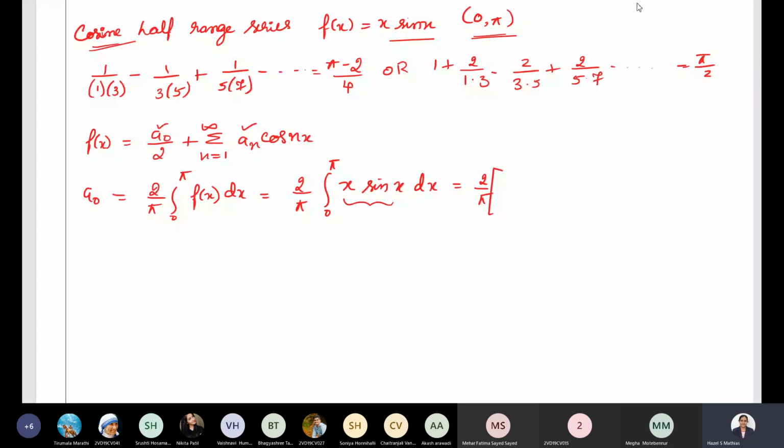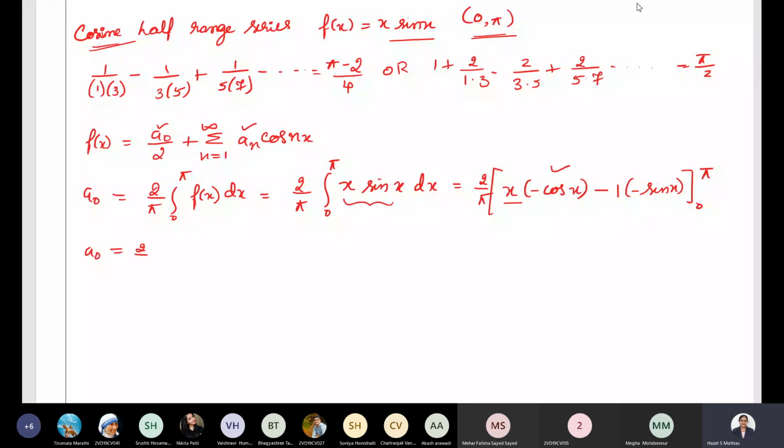You can use Bernoulli's rule. First term into integration of sin x; integration of sin x is minus cos x. Minus differentiation of x, which is 1, into the integral of this again, minus sin x. The limits vary from 0 to pi. The easiest way to find the integral of a product of two functions is to apply Bernoulli's rule. Let's apply the limit. What do we get?